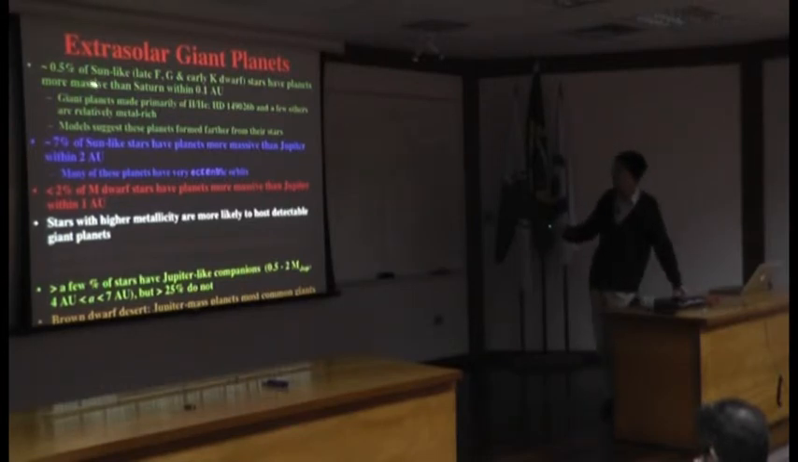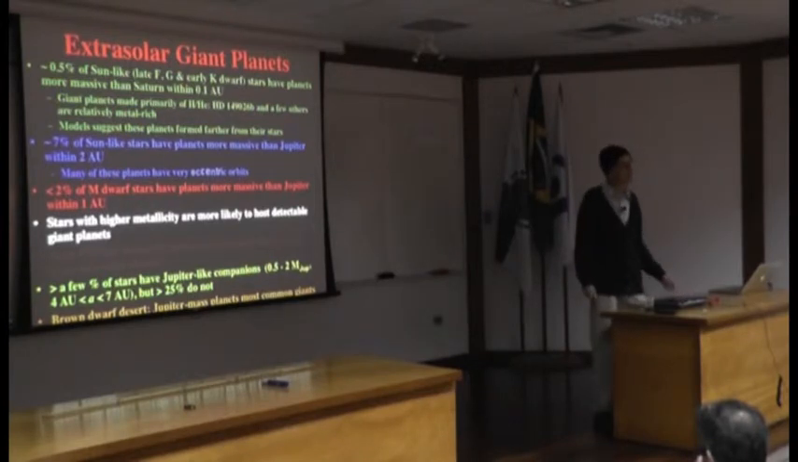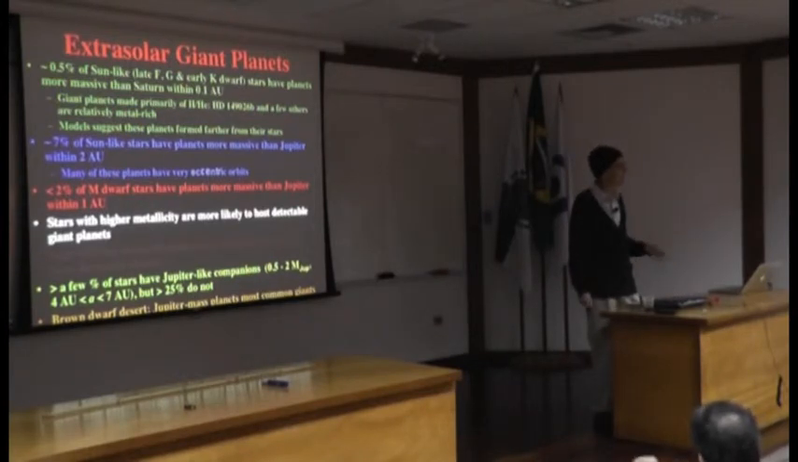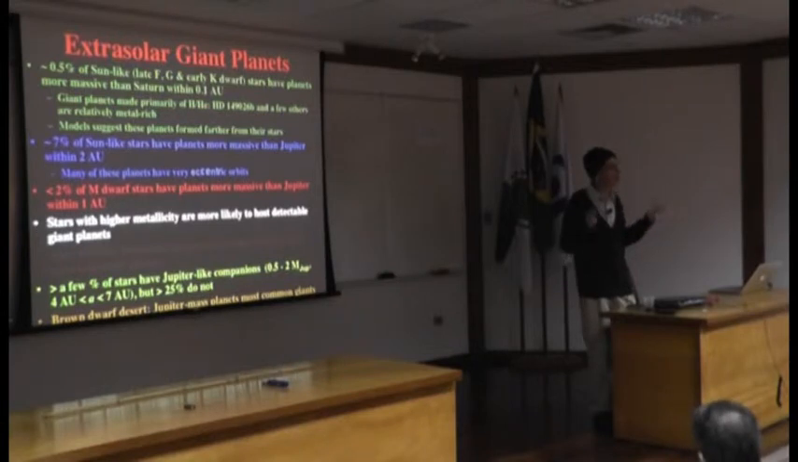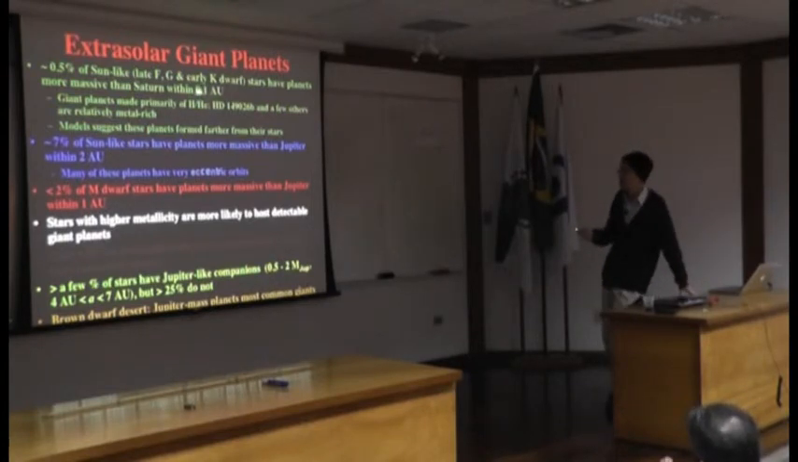About 1 in 200 sun-like stars have planets more massive than Saturn within 0.1 AU. These were relatively easy to detect. Many of the early planets discovered around other stars were these so-called hot Jupiters, and a lot of people think that they're the most common exoplanet. They're actually pretty unusual. A very small fraction of the stars have them.